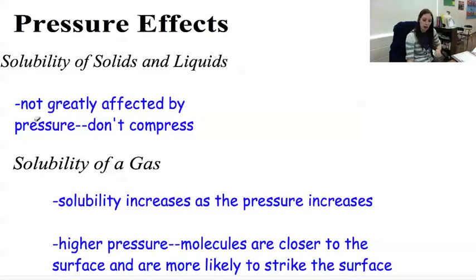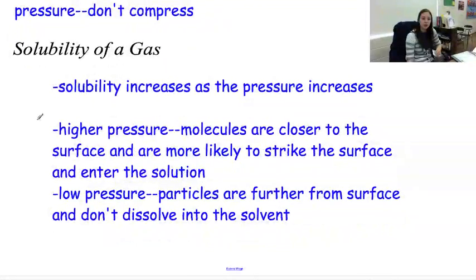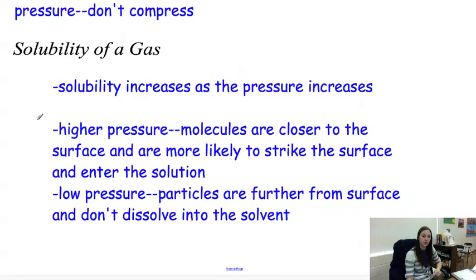But if we look at a gas, your solubility will increase as your pressure increases. At higher pressure, your molecules are closer to your surface and are more likely to strike your surface and enter the solution. If it's a lower pressure, your particles are further from your surface and don't dissolve. Remember, solubility is all about dissolving in my solvent. So if you have a higher pressure, I have my solvent there, we start pushing down on it, creating a smaller volume.